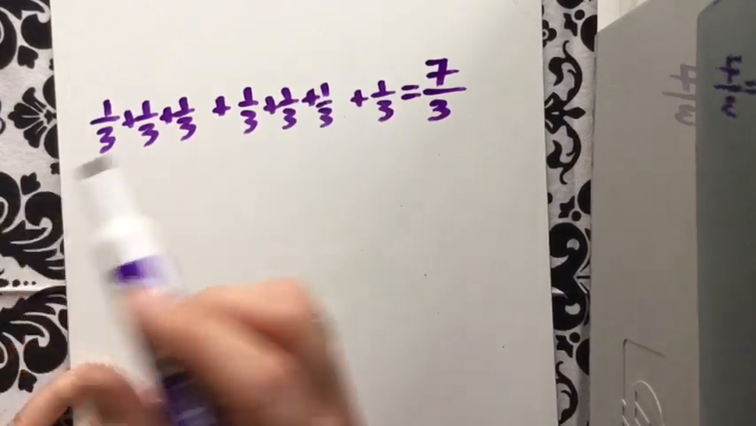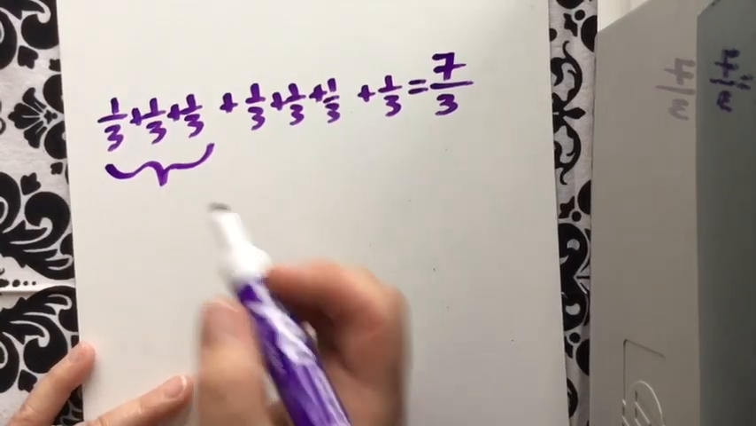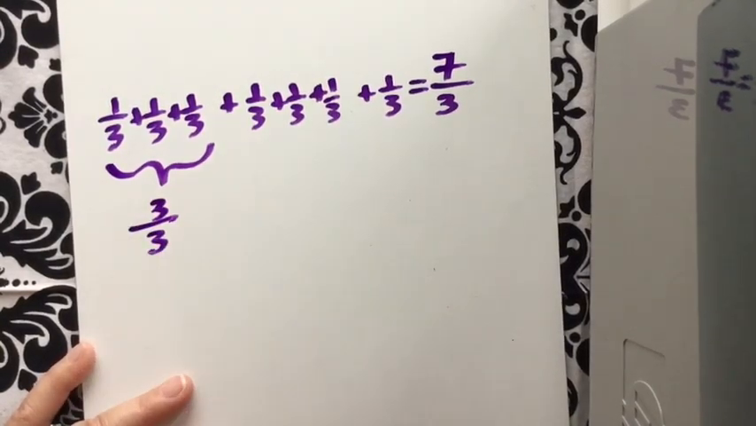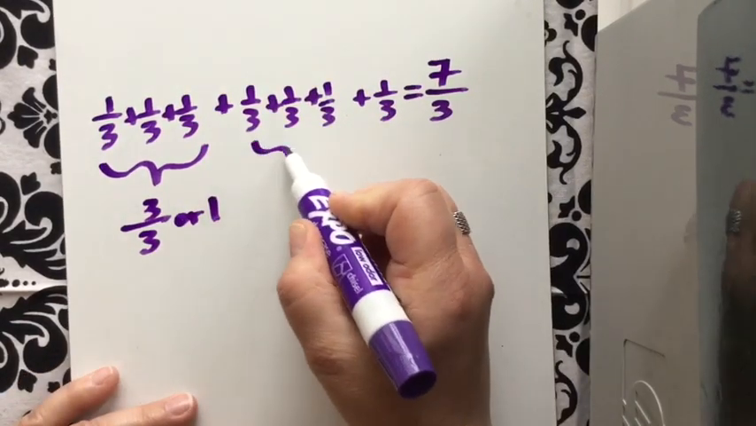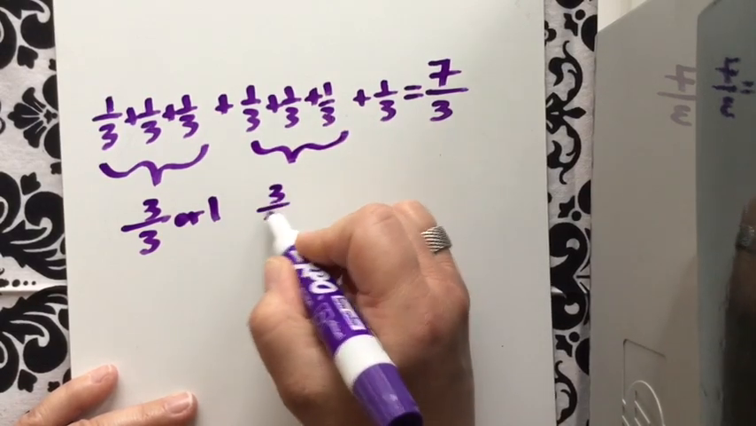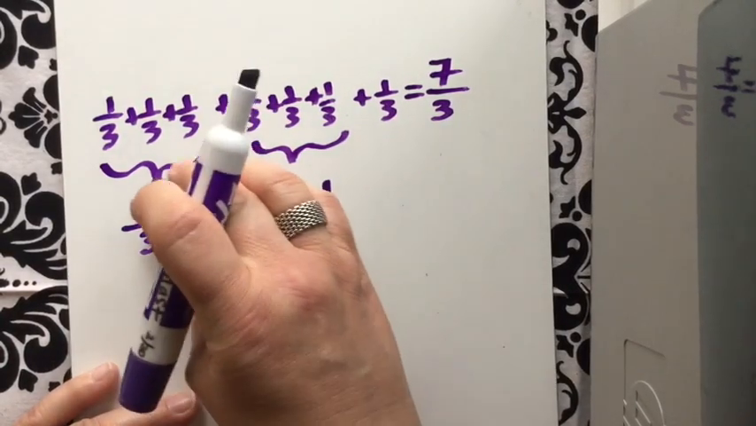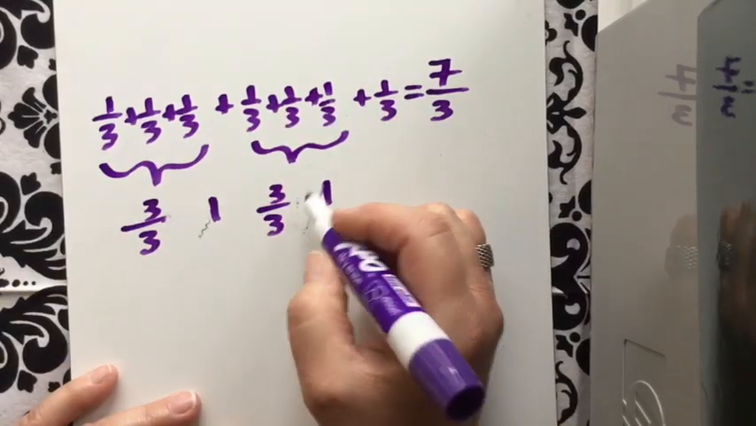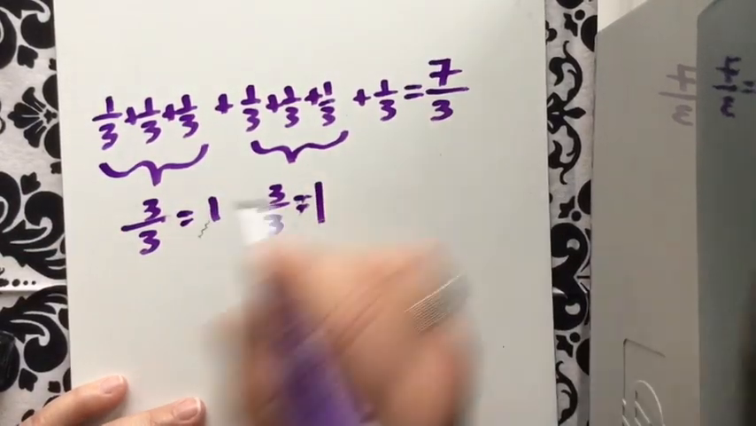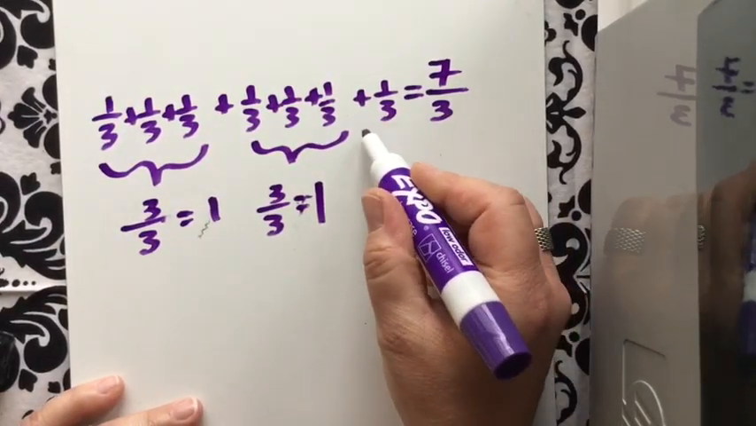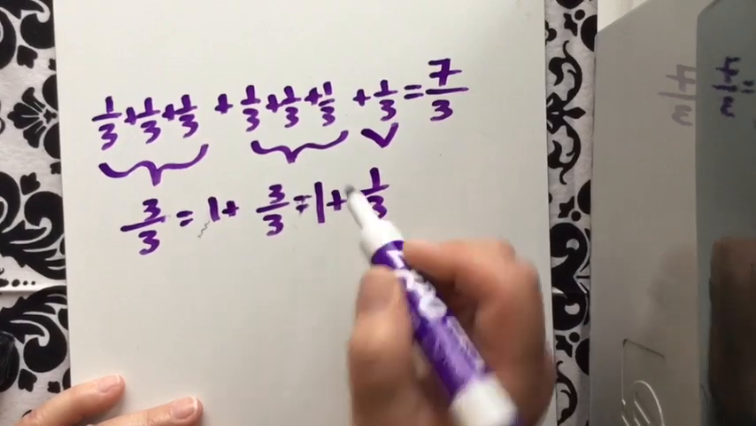One thing that I want you to think about is, if you look at this, 1/3 plus 1/3 plus 1/3 is 3/3, or 1 whole. So I can do that over here. This is 3/3, or 1 whole. And actually, instead of saying or, I'm going to put an equal sign, because that is what 3/3 equals. It equals 1 whole. And then we have our other little lonesome third here, and then we would add this.